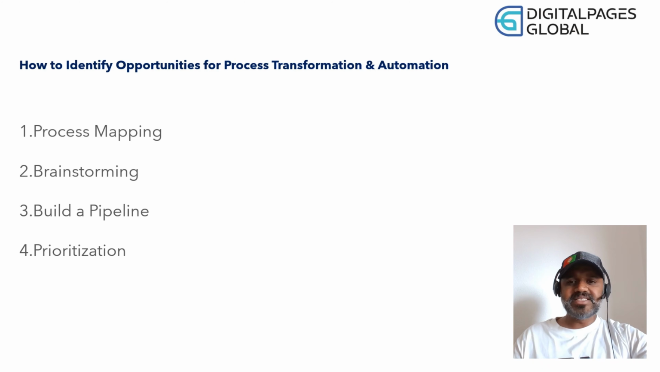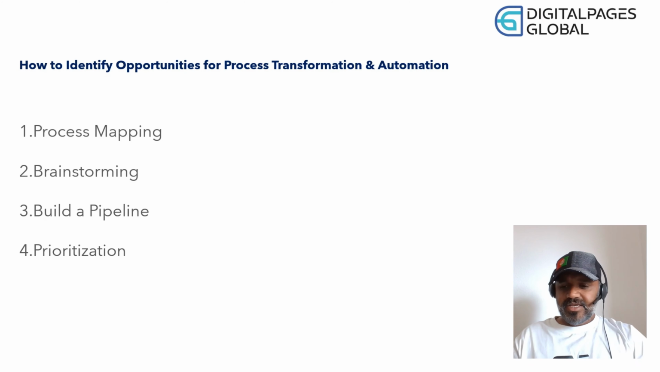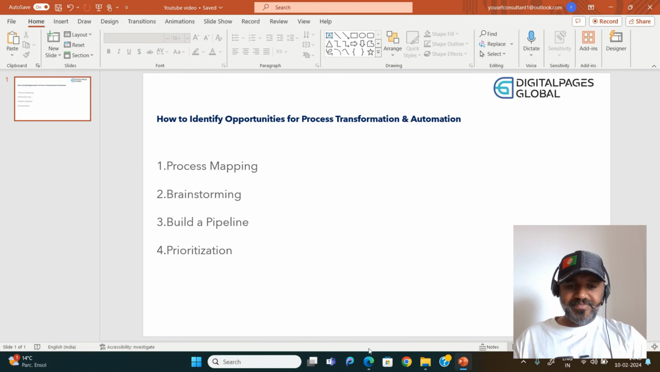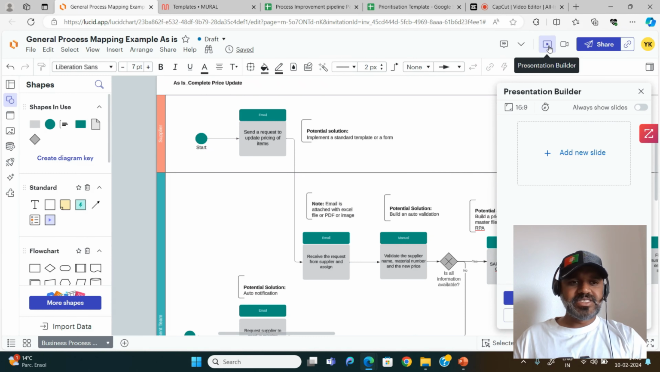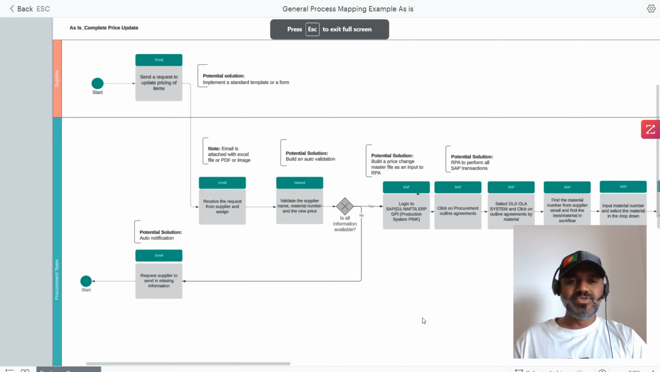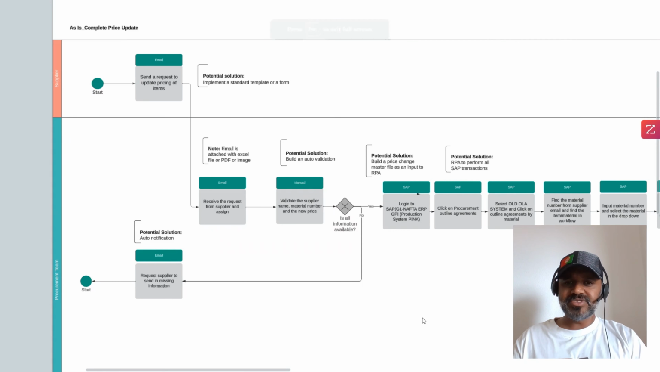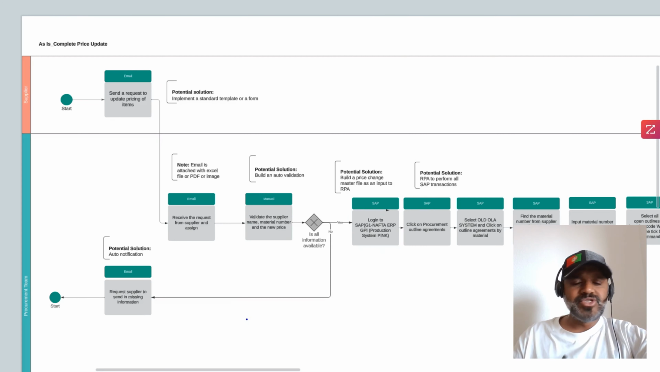So let's start from the first one, process mapping. Let me show you one of the tools that I use for process mapping. This tool is called Lucidchart, and Lucidchart is absolutely free for you to use, but there are some limitations on how many process maps you can create at a time and how many can be shared with your team at a time. Let me now show you a very simple process map that we recently designed for one of our clients.